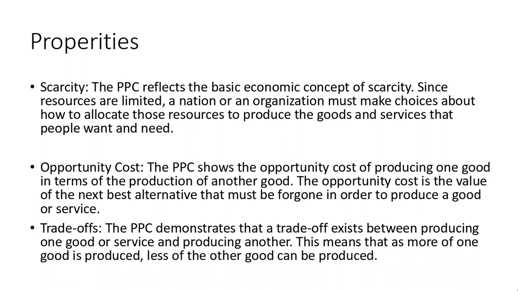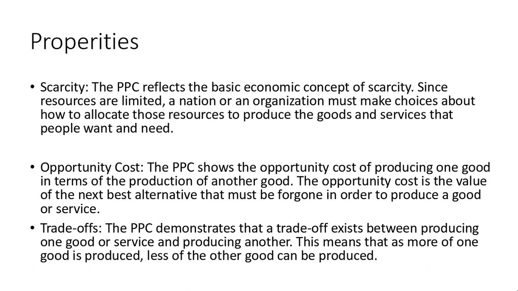Opportunity cost is the second property. The PPC shows the opportunity cost of producing one good in terms of the production of another good. The opportunity cost is the value of the next best alternative that must be foregone in order to produce a good or service. So in short, we say that the second best alternative foregone is called opportunity cost.